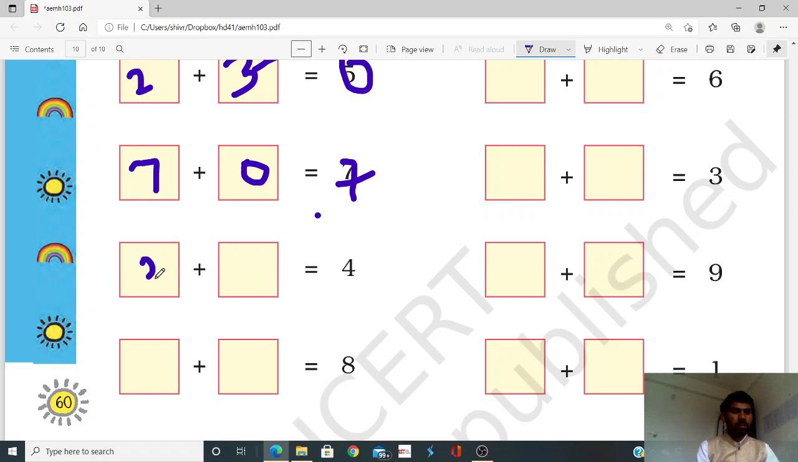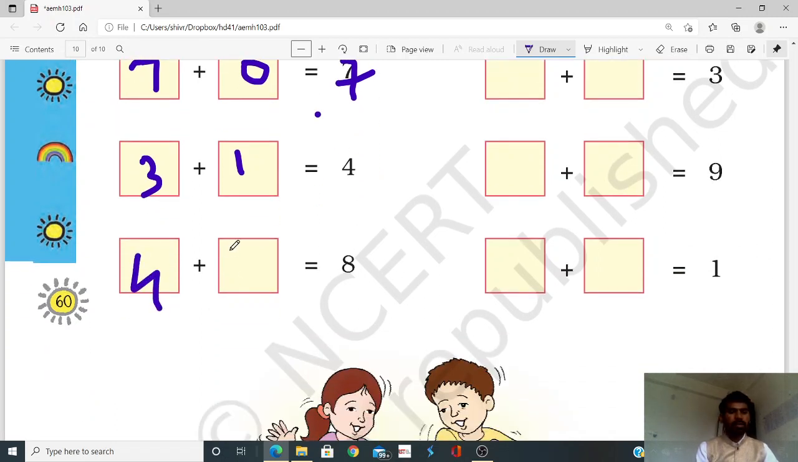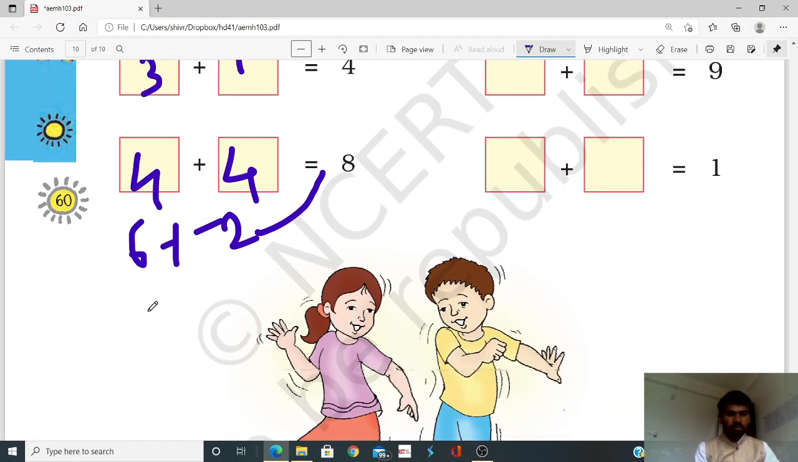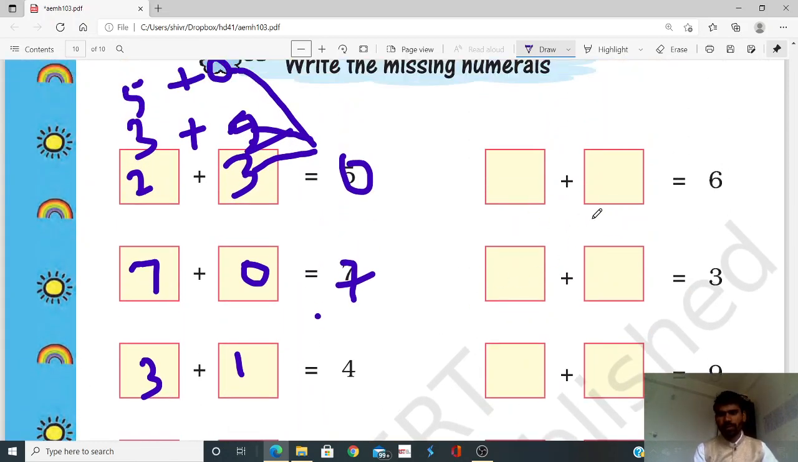Okay, 3 plus 1 is equal to 4, or 2 plus 2 is equal to 4, or 4 plus 0 is equal to 4. Okay, 4 plus 4 is equal to 8, or 6 plus 2 is also equal to 8, or 8 plus 0 is also equal to 8, right? Here you can use so many methods to solve this question.